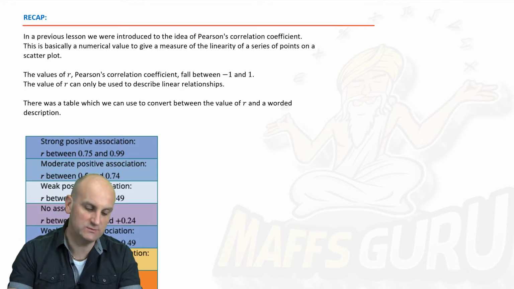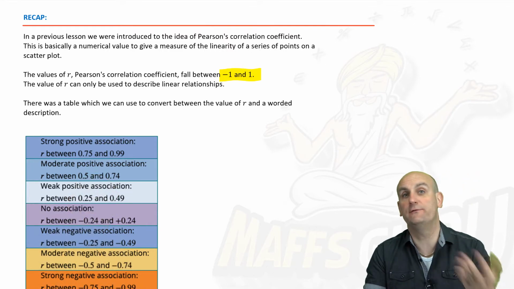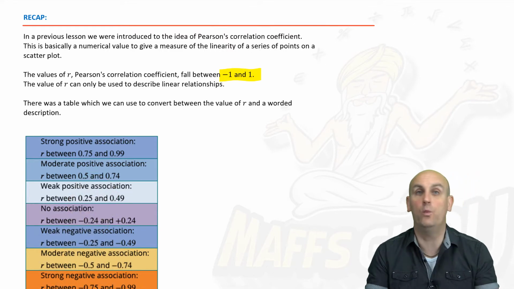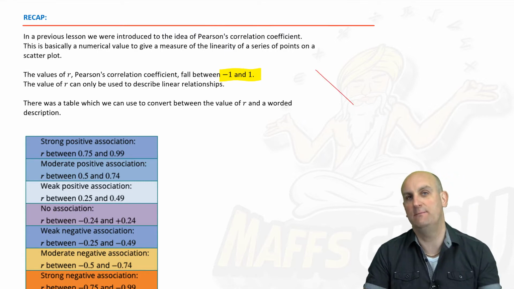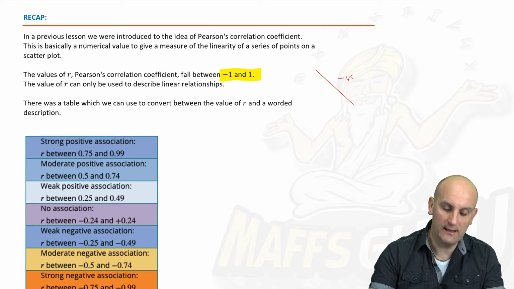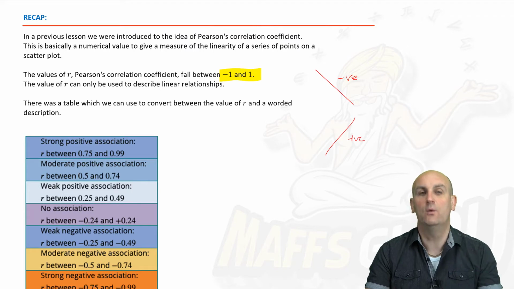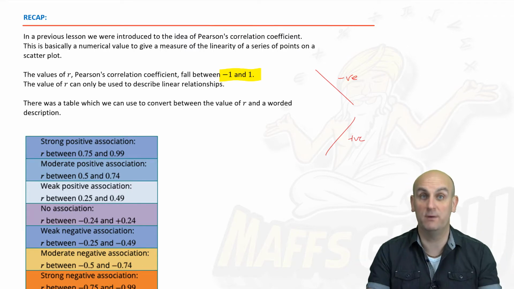And obviously, as we say here, we have these values falling between -1 and 1. If you remember, -1 basically means that the crosses go in a perfect line straight down in a negative sense, and +1 means a positive sense. For all other values, the crosses get further and further away from what we would call a perfectly straight line.